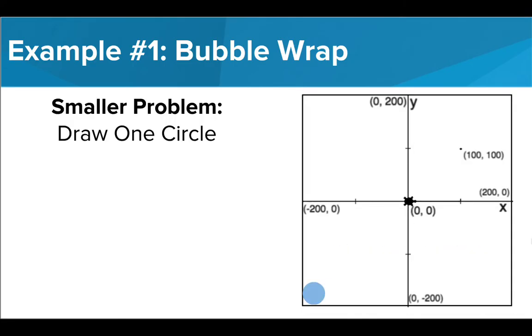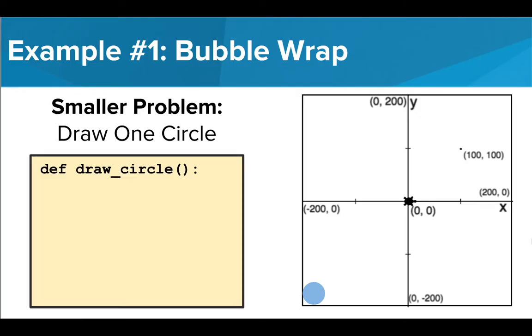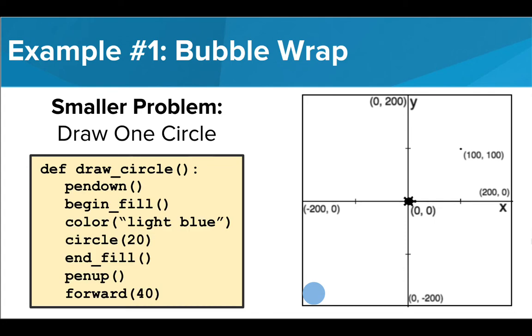The first thing we want to teach Tracy to do is to draw 1 of our light blue circles. Since we know we're going to be repeating this, let's go ahead and make a function called drawCircle. We've already written code that will draw a circle filled in with a specific color, so this isn't a hard problem for us. We'll tell Tracy to draw a light blue circle and then move forward the diameter, which in this case is 40. See, that wasn't a hard problem to solve.